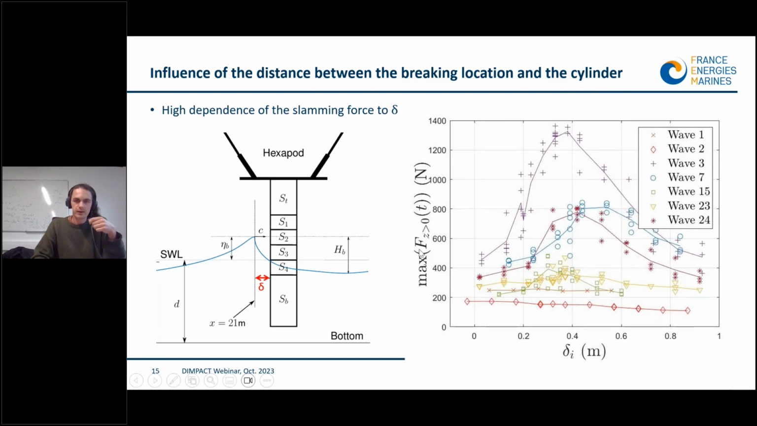What I plotted here is the maximum of the load on the 3 upper sections as a function of the delta parameter for different breaking waves. Each dot corresponds to 1 repeat of the impact case, and each impact case was repeated at least 3 times. This allows us to take the mean of the different repeats and to obtain the solid lines. So the lines correspond to the mean of the different repeats.